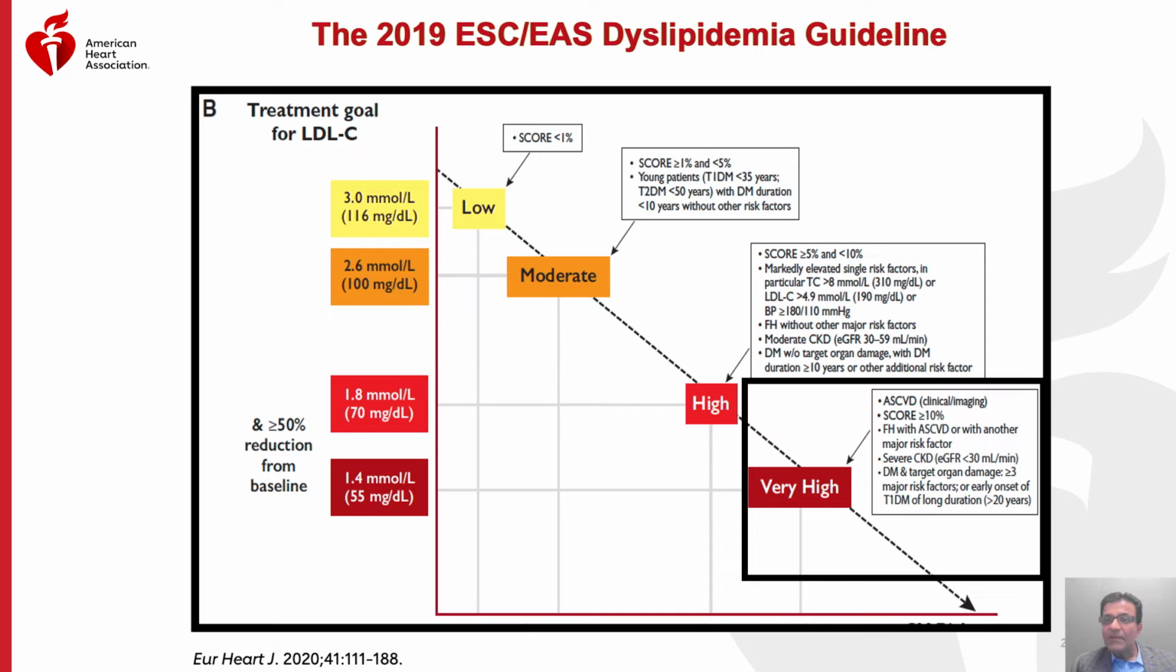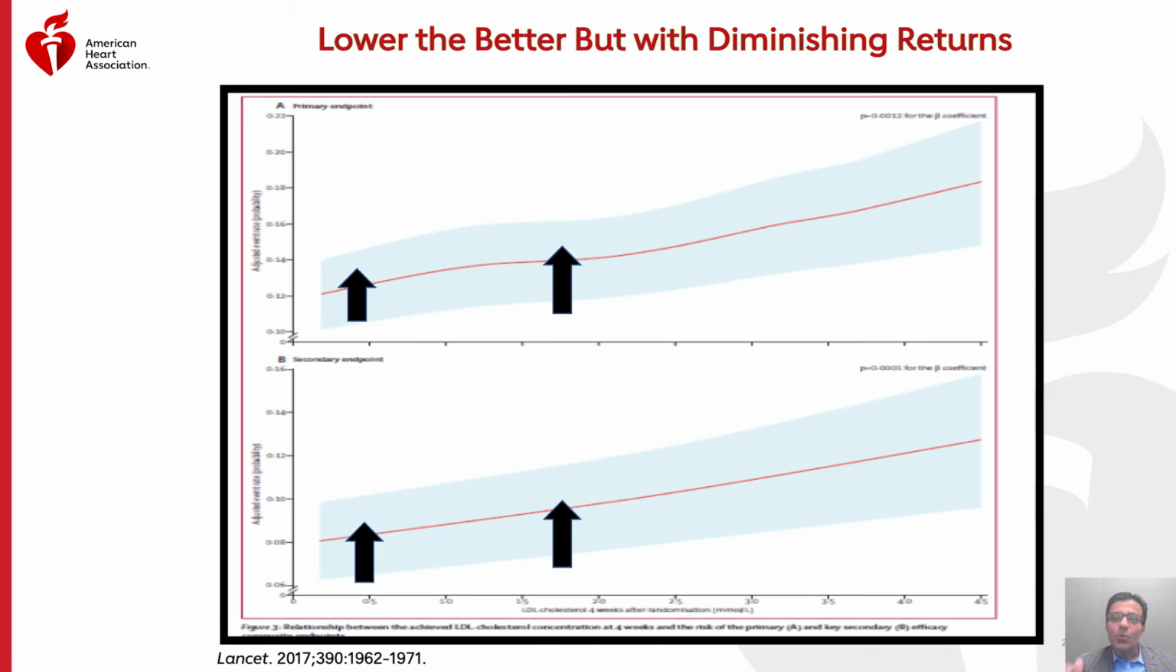Now, I don't think anybody would argue that lower is better. I think we know that. The only question is what we call the law of diminishing returns. When you drop your LDL cholesterol levels below 70, you still derive a benefit. But if you look at the Y scale, the overall magnitude of benefit is much smaller.